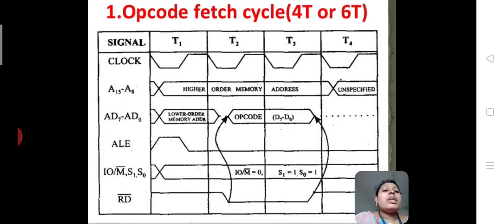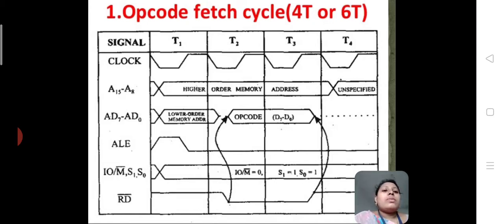Read bar goes low when the opcode reads the data from the memory. So when the data occurs, the read bar goes to the low position. This is the opcode fetch cycle timing diagram.